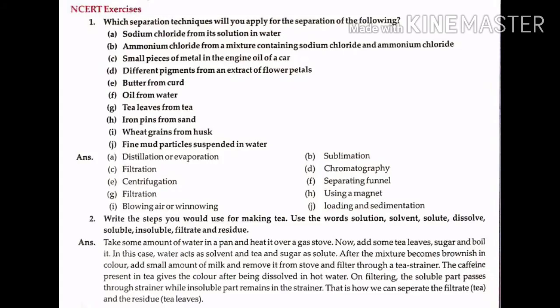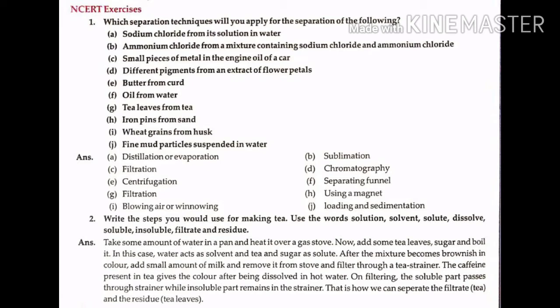Page number 28, question answers. Question number 1. Which separation techniques will you apply for the separation of the following? A. Sodium chloride from its solution in water. B. Ammonium chloride from a mixture containing sodium chloride and ammonium chloride. C. Small pieces of metal in the engine oil of a car.